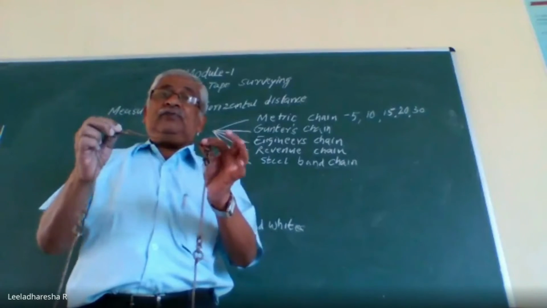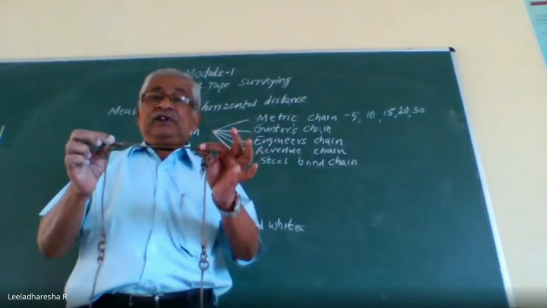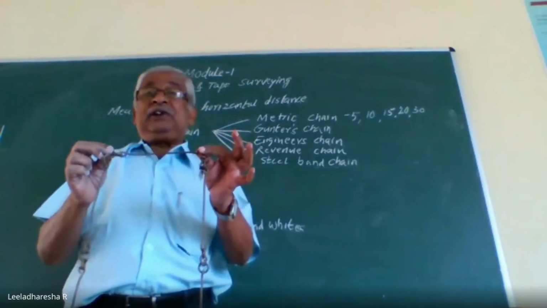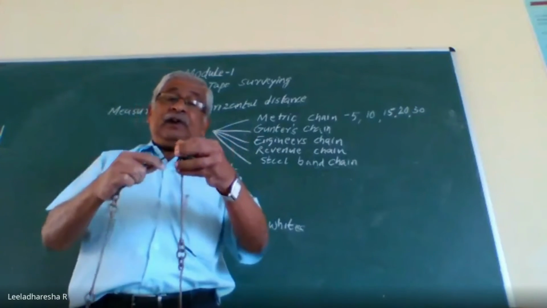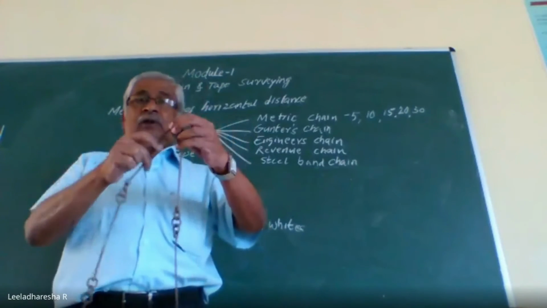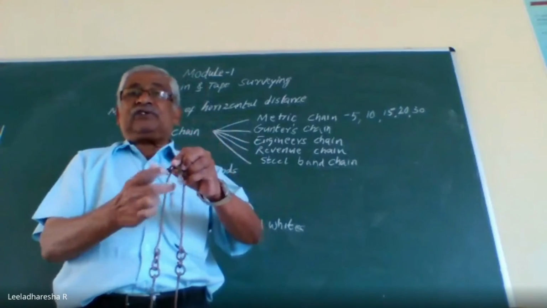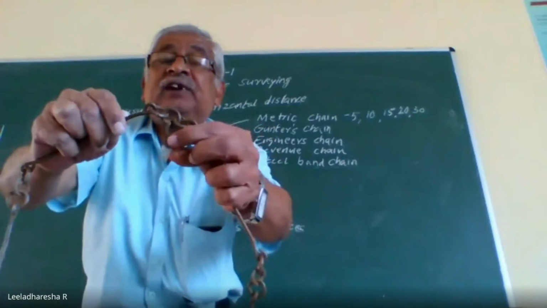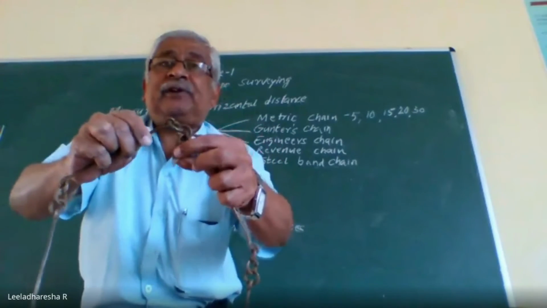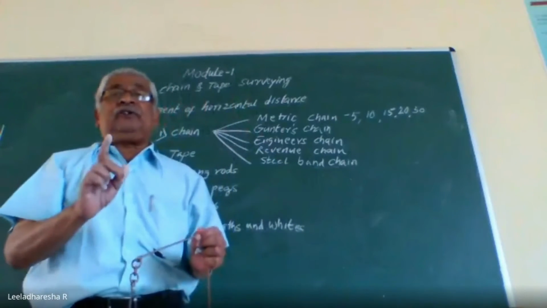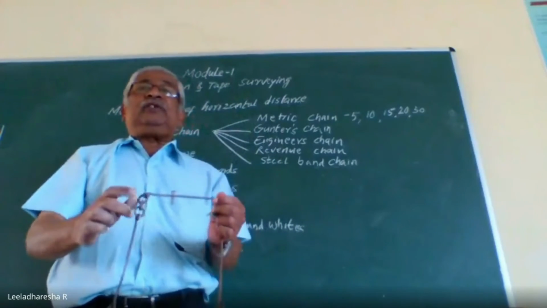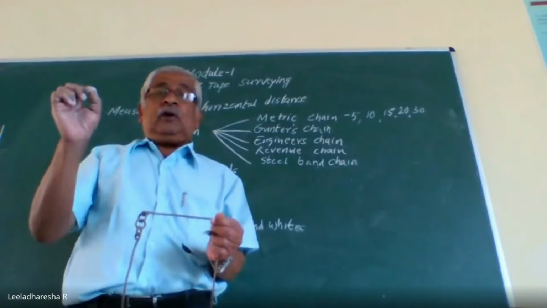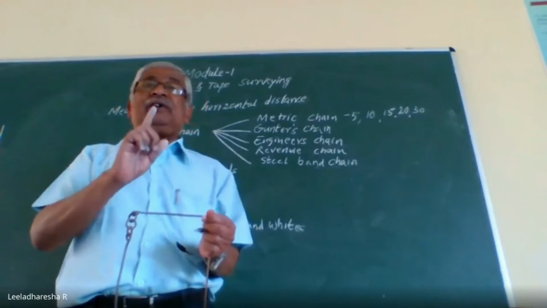The least count of this particular chain is 20 centimeter or 0.2 meters. And at every 5 meter length, you find a brass leaf like this. All of you can see the brass leaf. This indicates the end of 5 meter. So in 1 meter length, how many links are going to be there? There will be 5 links. 5 into 0.2 will give you 1 meter length.